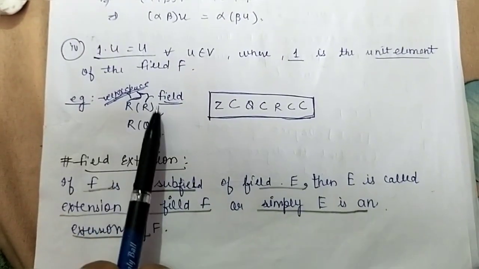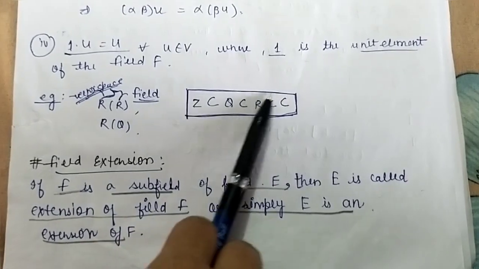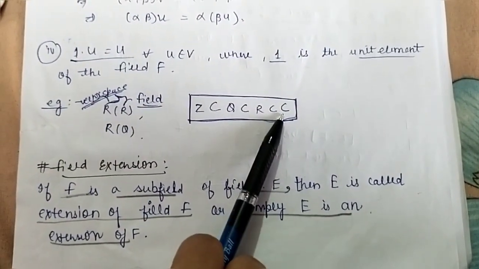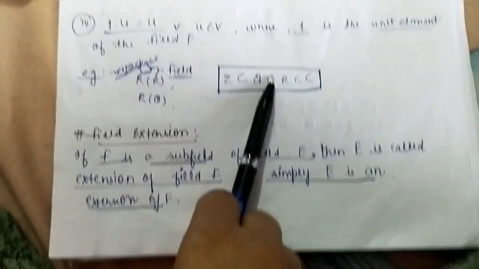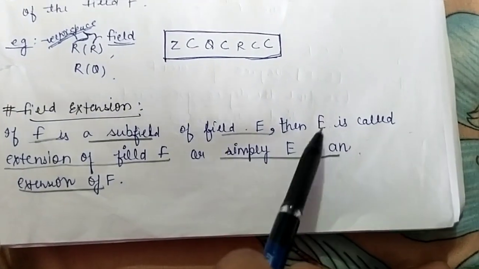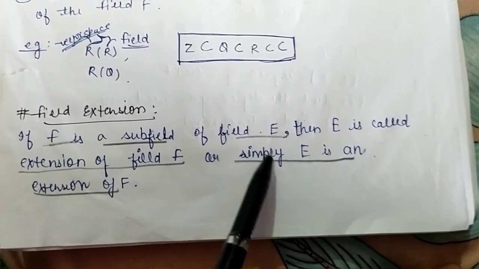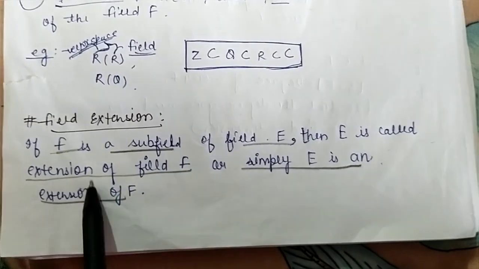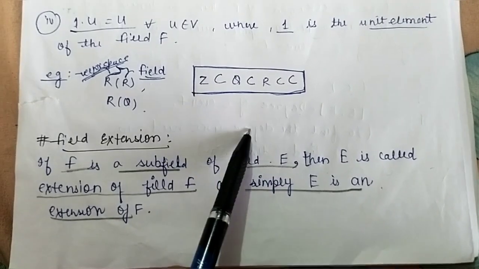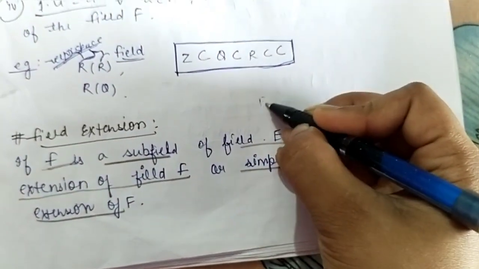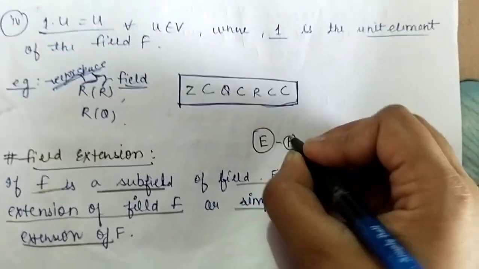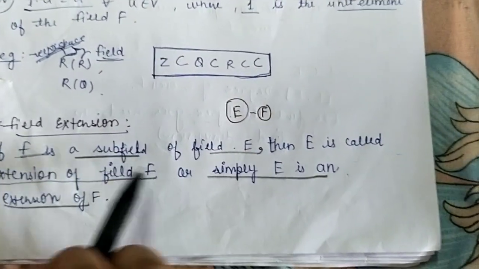Example, the vector space R over R is a field. This is an important thing to remember. Z is a subset of Q, is a subset of R, is a subset of C, which is very important. Field extension: if F is a subfield of a field E, then E is called an extension of field F, or simply E is an extension of F. Means if there is a field E and F is its subfield, then E is called an extension of field F.